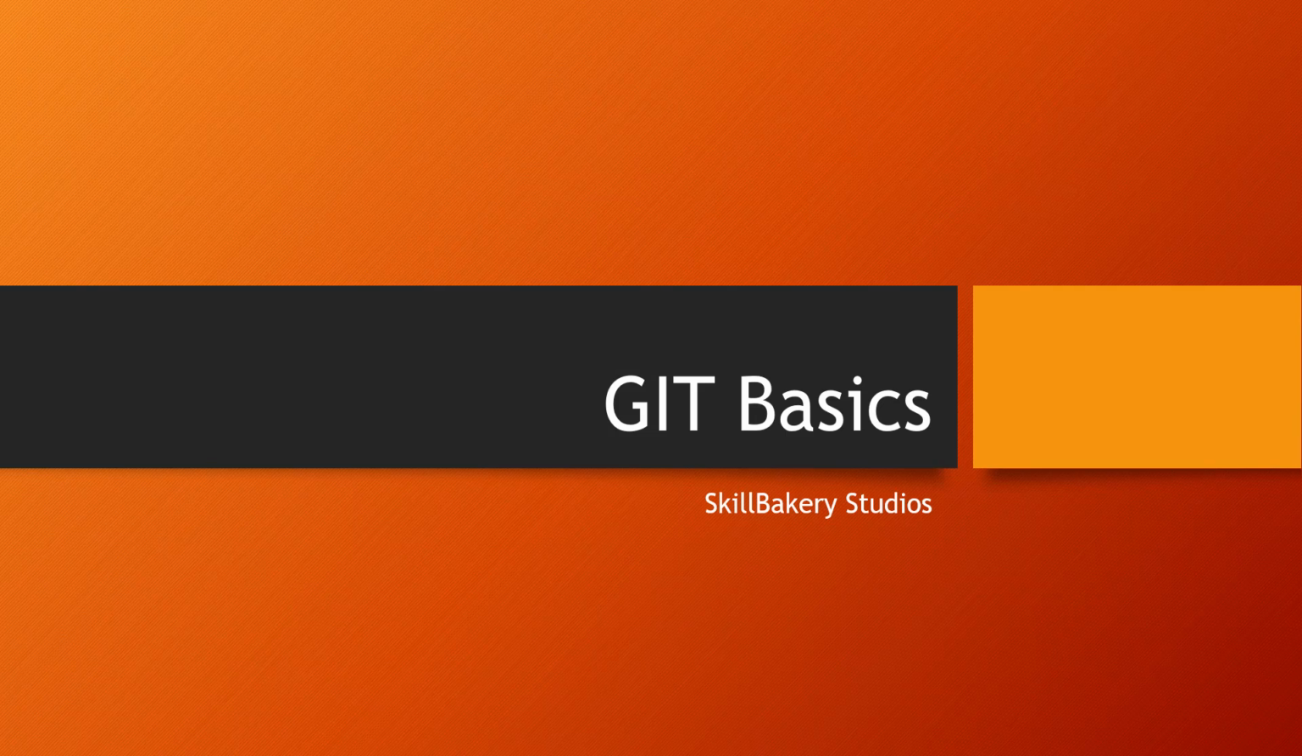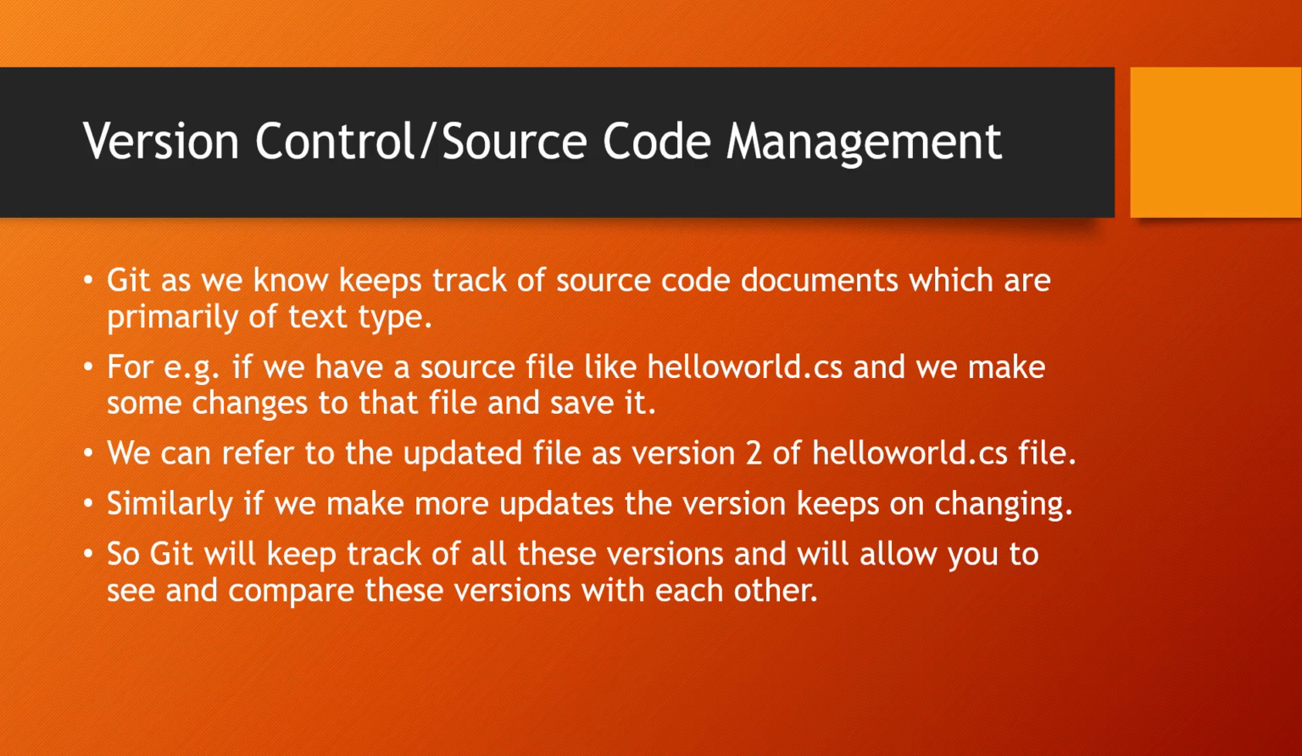In this one, we'll be starting with version control or source code management, what exactly it refers to or it means. Version control or source code management is a concept where whenever we create a specific file and we make a change in that file, then that change will basically create a new version of that file. And Git, as we all know, is the most popular version control or source code management system.